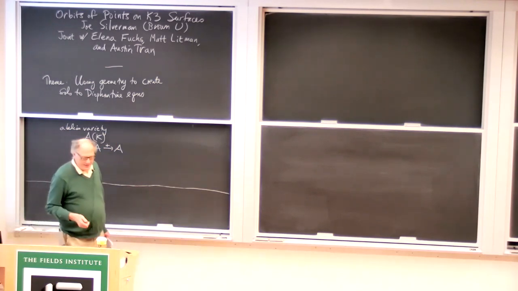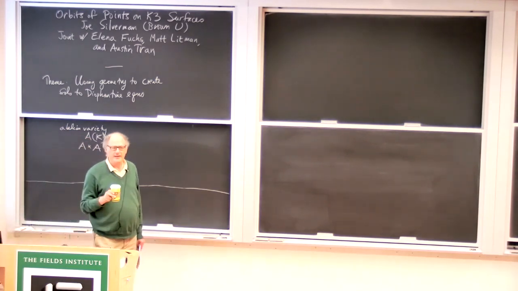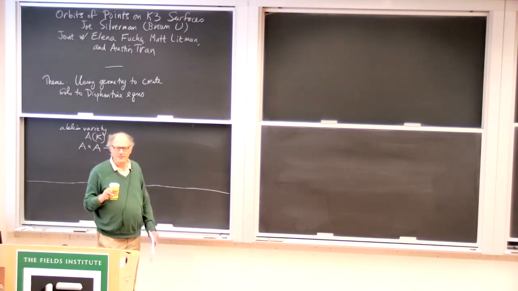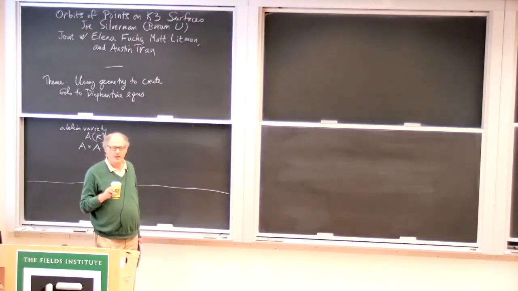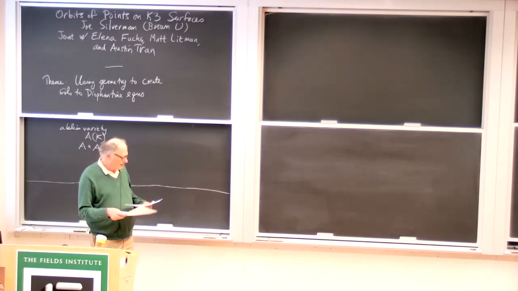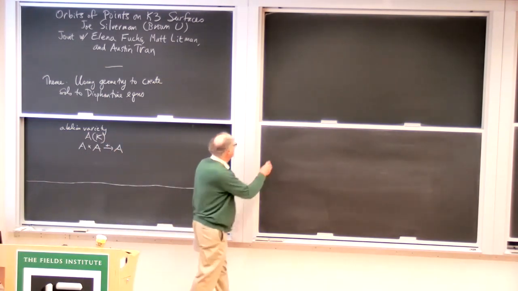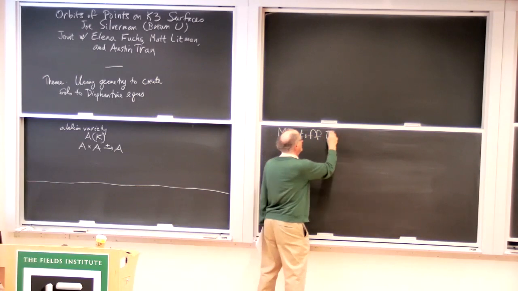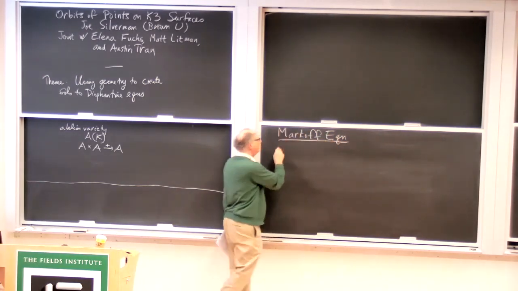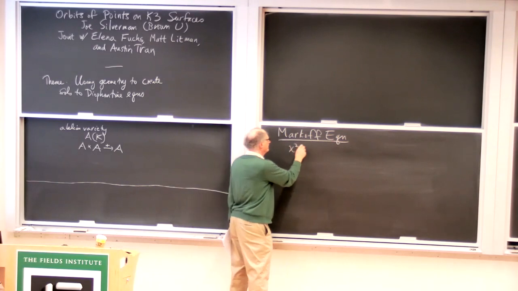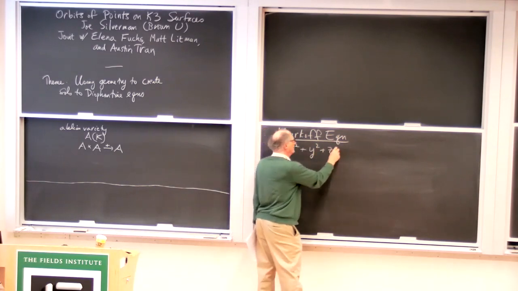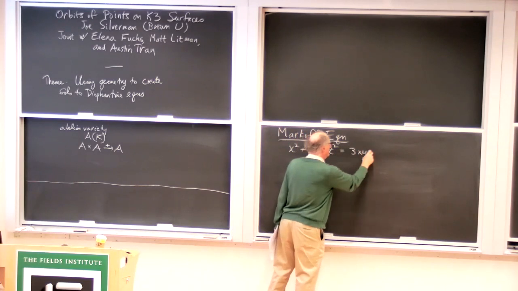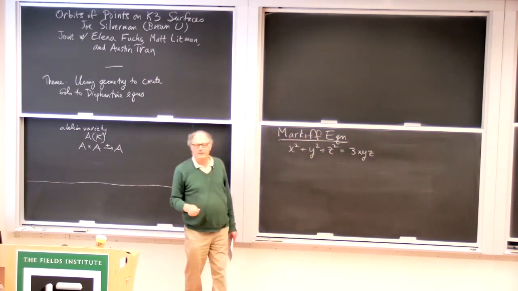I want to talk about a different class of varieties where we don't have quite as much structure as a group law, but there are some maps that we can use to try to propagate points. The most classical example of this that I know of is the Markov equation, which is this equation. It's a surface in affine 3-space.